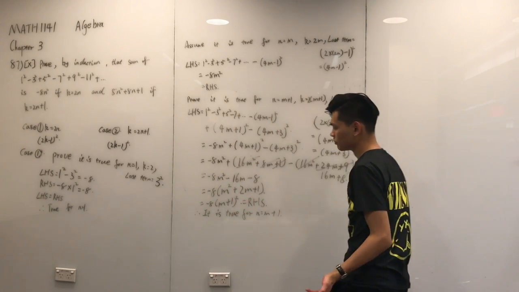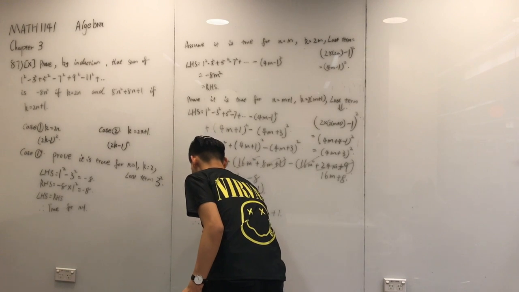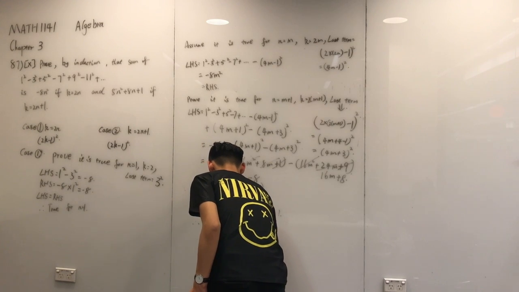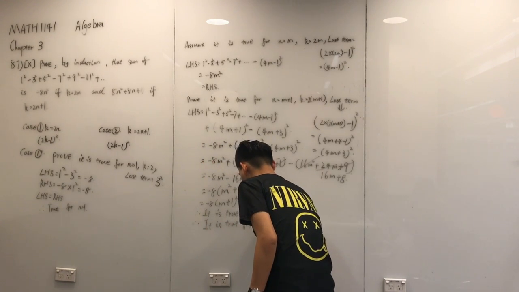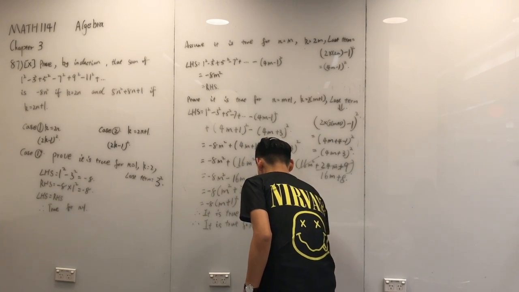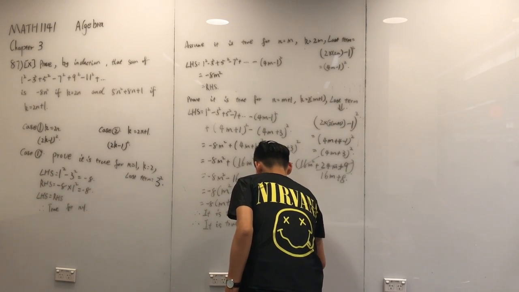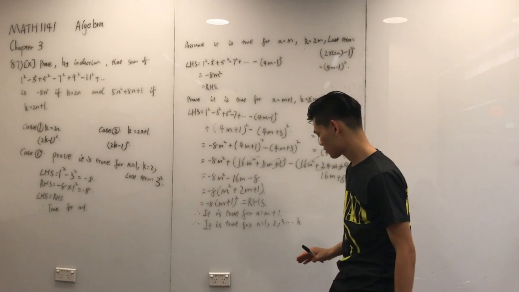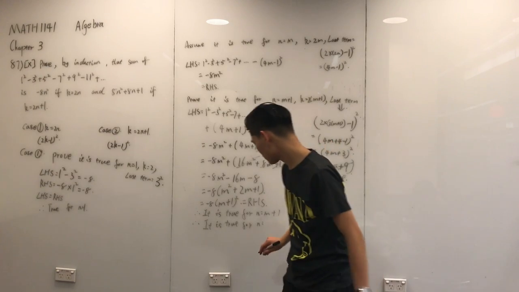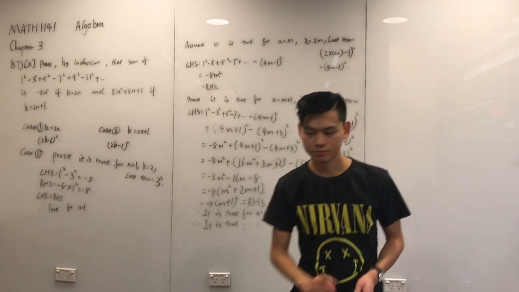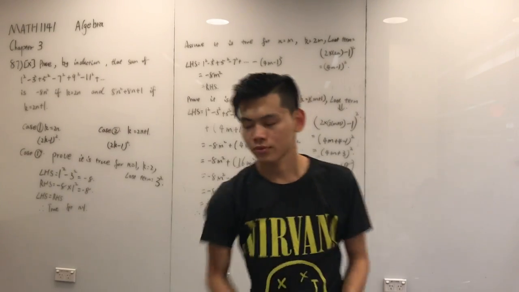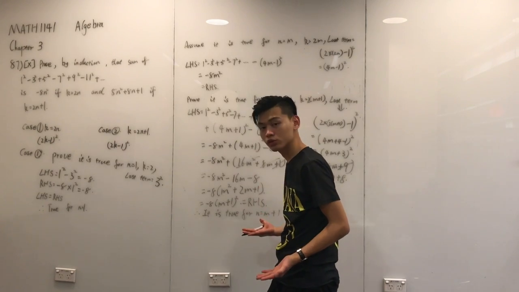Then you can write a conclusion. So it is true for n equals 1, n equals 2, n equals 3, and k. No, I should write... Now you can write the conclusion, right?